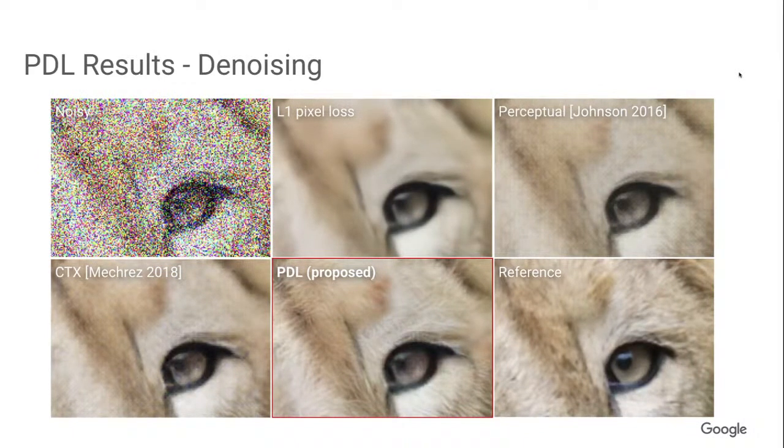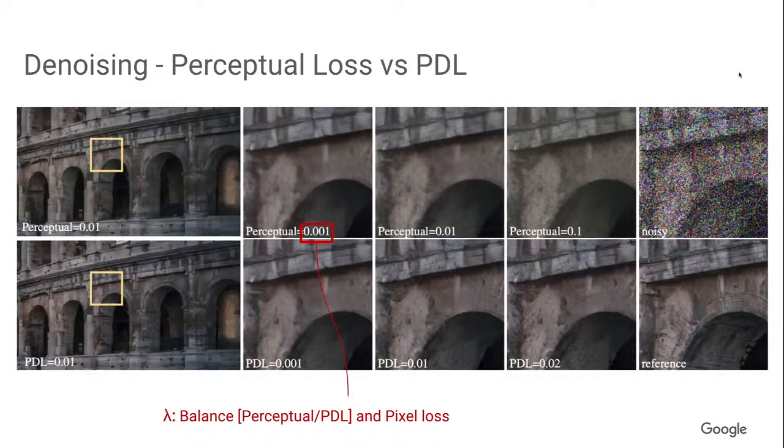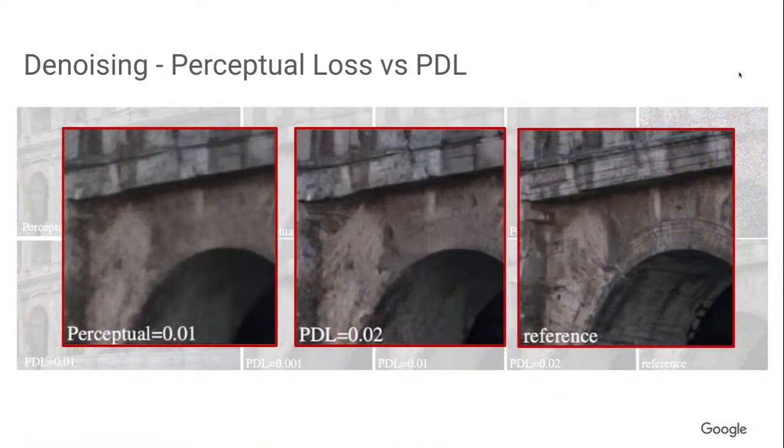Here you can see a close-up of the lion hair. PDL preserves the hair texture much better than the other approaches. To analyze the performance of the PDL loss, we trained and compared many different models using different balances between the pixel and distribution loss terms. We found that the PDL loss produces a better range of good quality results when changing the loss balance parameters than the traditional perceptual loss. Here you can see a close-up of the best found configuration for PDL and the perceptual loss. PDL better preserves details than the perceptual loss.